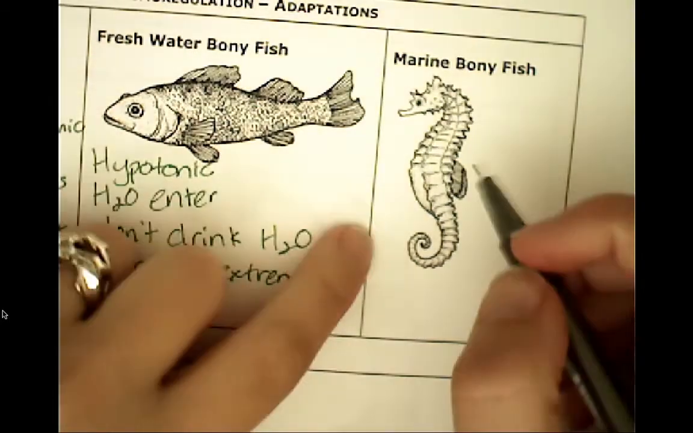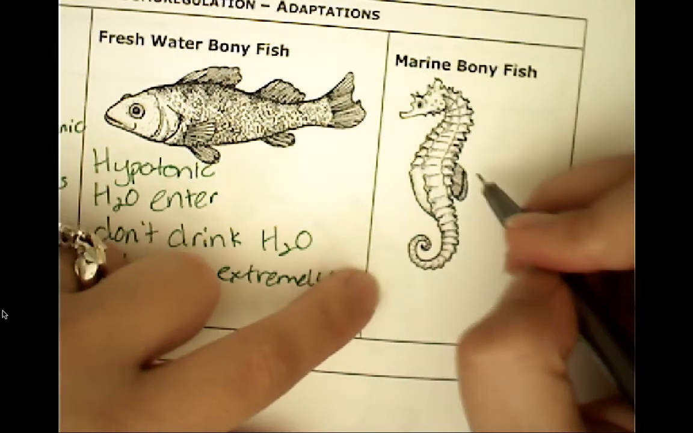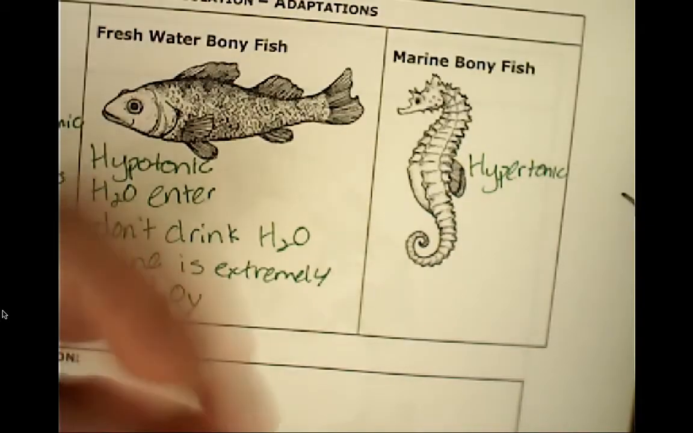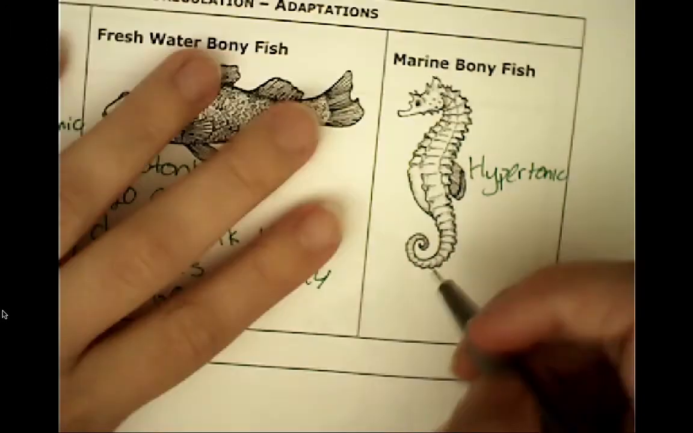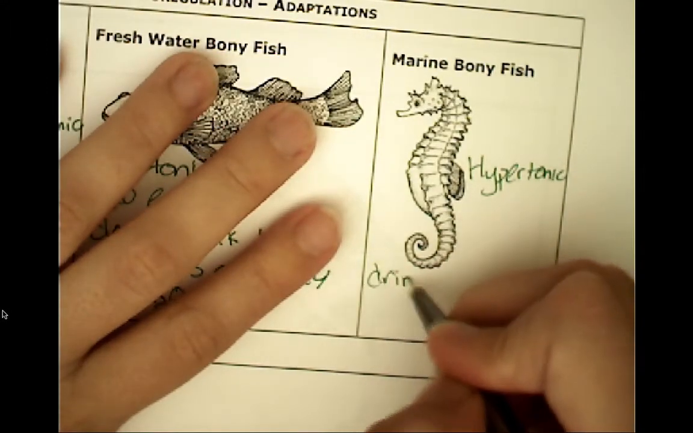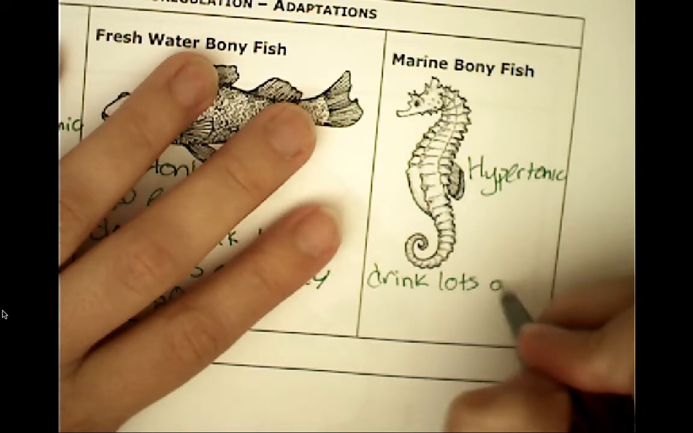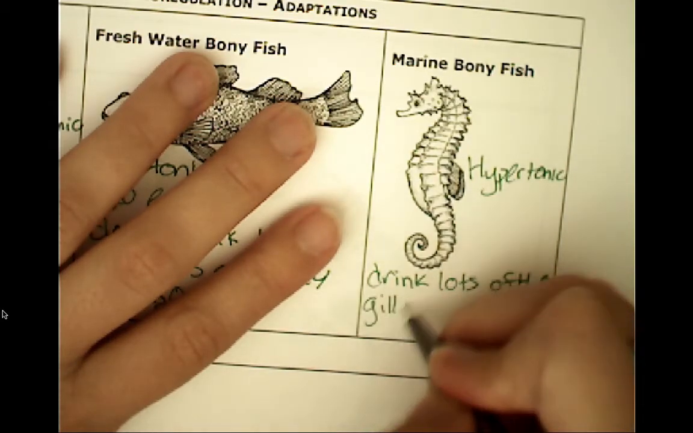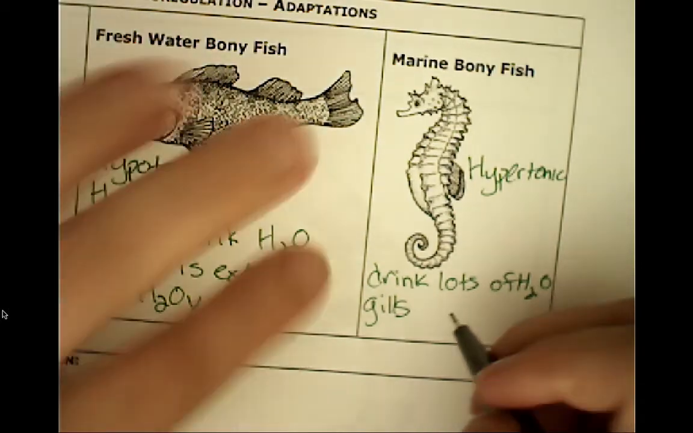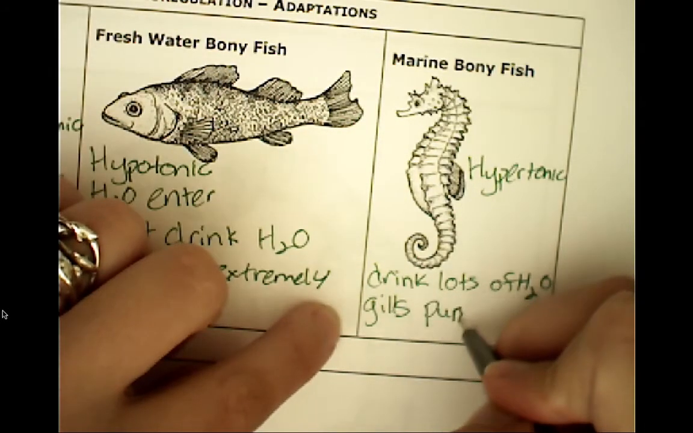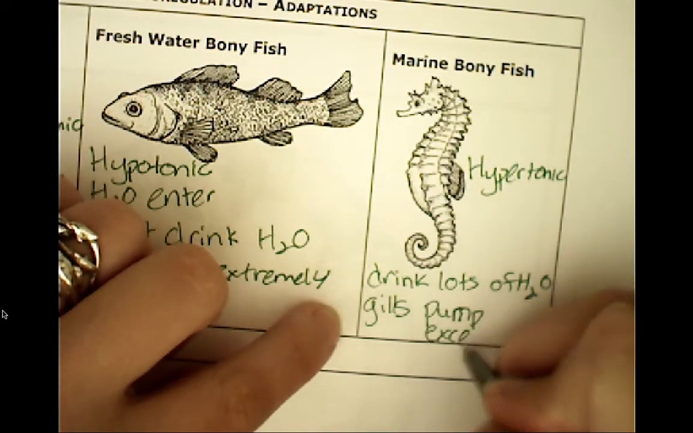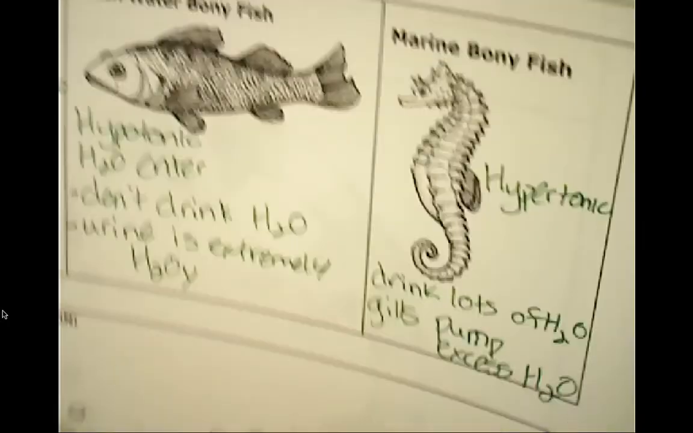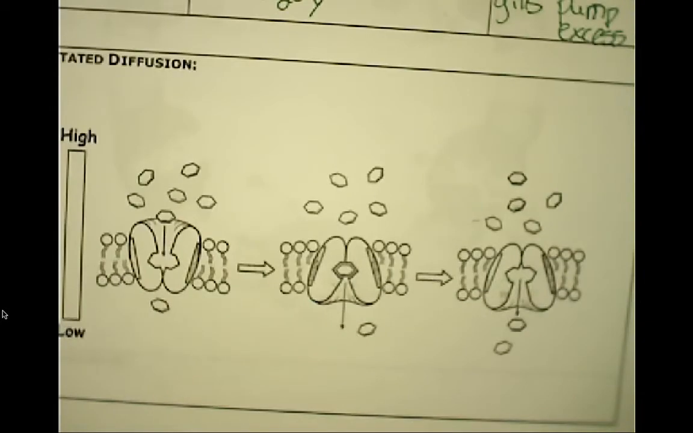And then marine bony fish, like this cute little seahorse here, they live in a hypertonic environment. This is why you lose a lot of water when you go in the ocean, okay? So what they do is a lot of them drink lots of water, and their gills actually have lots of salt pumps to pump out water, okay? So gills pump excess water. Okay, so that's how water goes in and out. And a lot of times it goes through a carrier protein called an aquaporin.